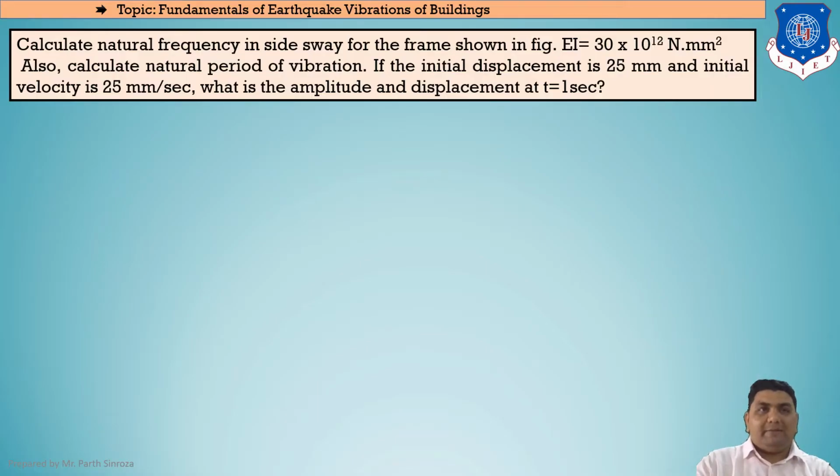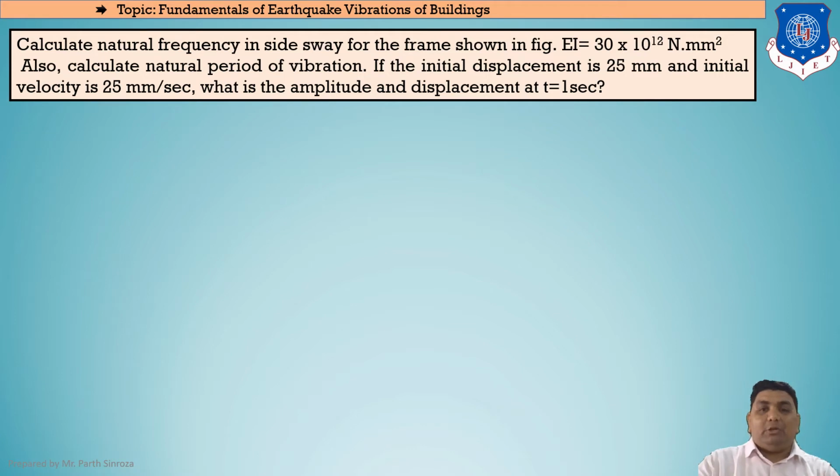The question here is, calculate natural frequency in side sway for the frame that is shown in the figure. EI of the frame is given as 30 into 10 raised to 12 Newton into mm square. It is also asked to calculate the natural period of vibration, that means time period. This was our first question.